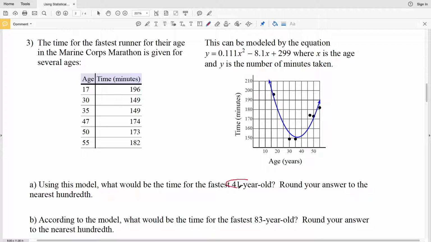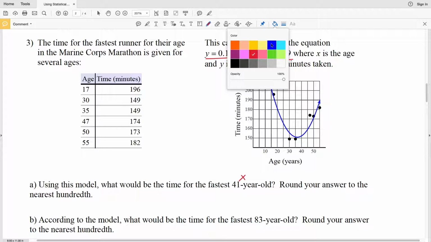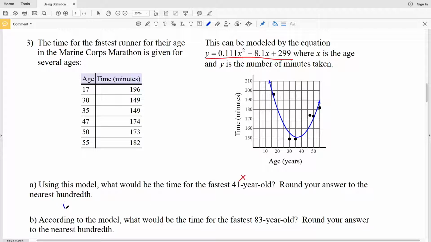So remember, age is represented by our x values. So we're going to use this quadratic equation, which best fits that model, plug in x and solve for y, because we're solving for that fastest time. So y equals 0.111 x squared, where x is 41, so 41 squared, minus 8.1 times 41 plus 299.